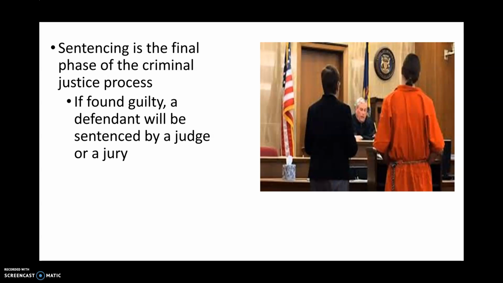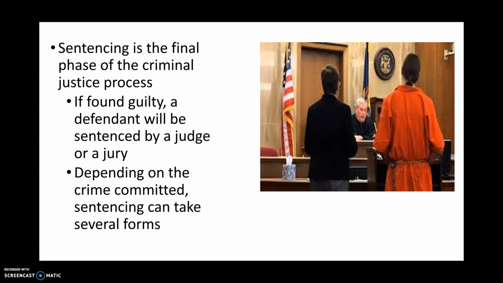We've also talked about how some particular crimes have minimum sentences, where if you do this, you must serve at least X amount of time. There's also the other side, where some states and some crimes have maximum sentences, where you cannot go beyond this. But there's a lot of wiggle room where a judge decides what the punishment will be. Depending on the crime committed, sentencing can take a bunch of different forms. It's not necessarily just jail time.